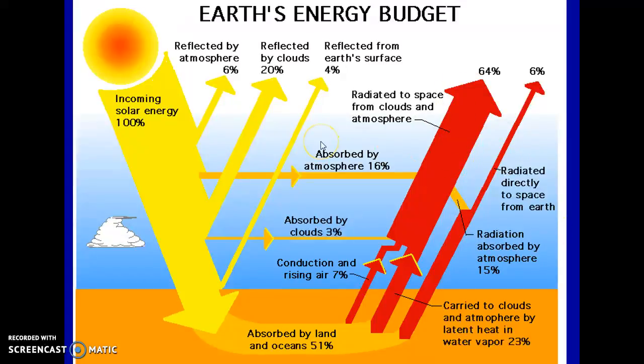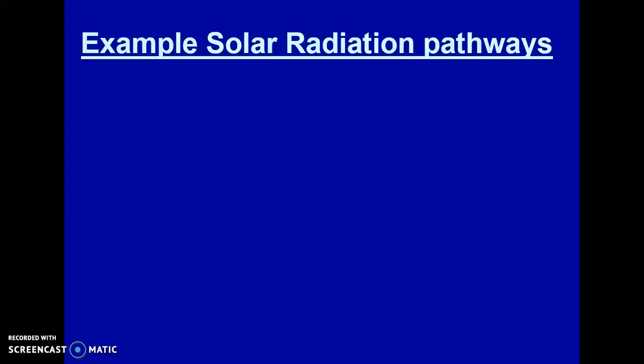So what I would do is pause and try to draw this in your notes. I'm going to then highlight some key examples of some of these pathways in the next slide that you can write out in short sentence form. So some of those pathways we saw on the previous slide that hopefully you drew were that sunlight coming in with the big wide arrow of 100%.